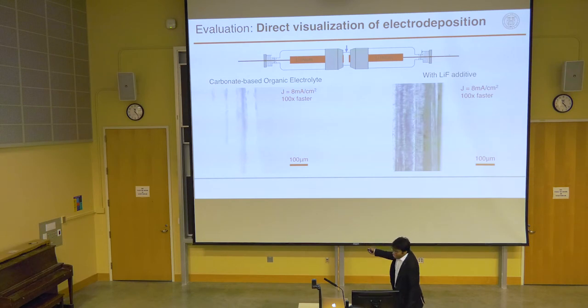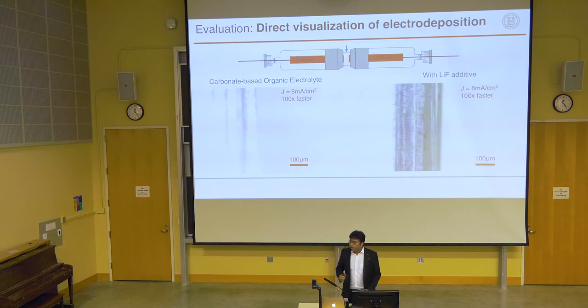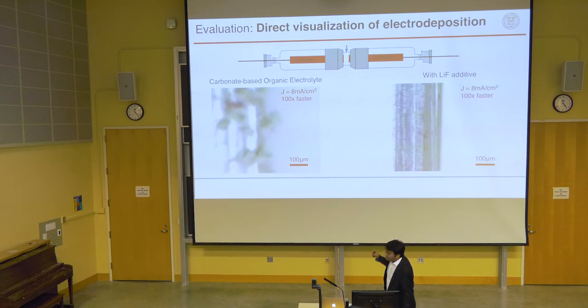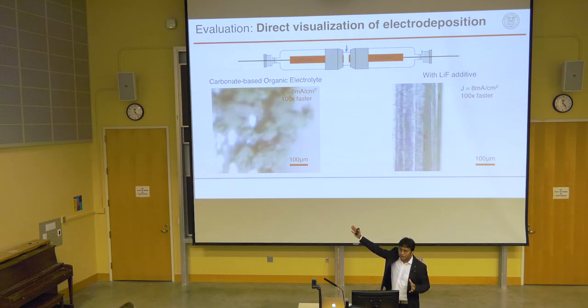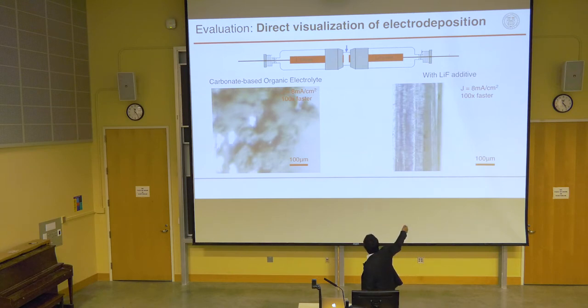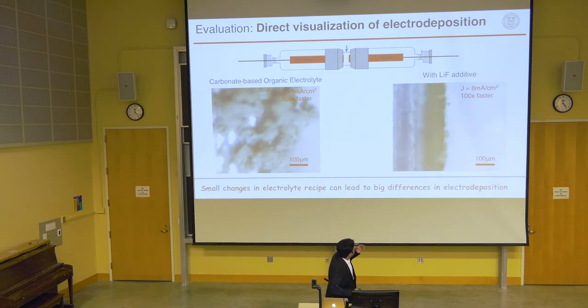On the left, I'm going to show you the results with a commonly used organic carbonate electrolyte. So it's expected that there is a lot of lithium carbonate formed at the surface. So you see that the dendrites are mossy in nature. They grow at a very, very fast rate. Just imagine having this in the battery of your cell phone. However, if we add about 10% of lithium fluoride additive, then you would find that the deposition is much more stable. And so a very small change in the electrolyte recipe can lead to big differences in the electrode deposition, right?